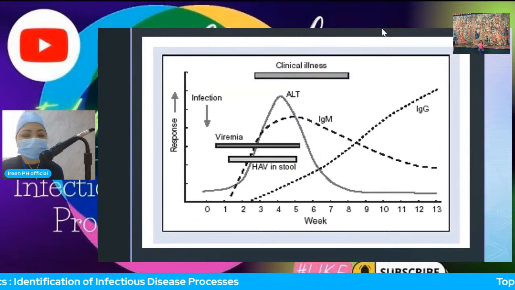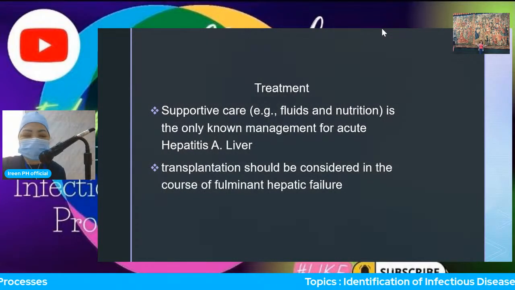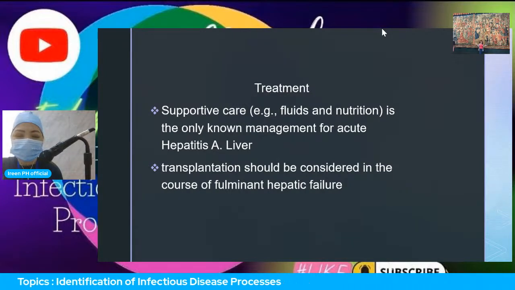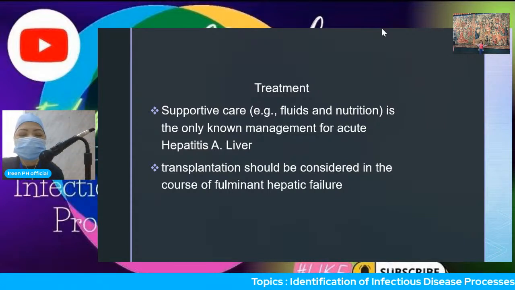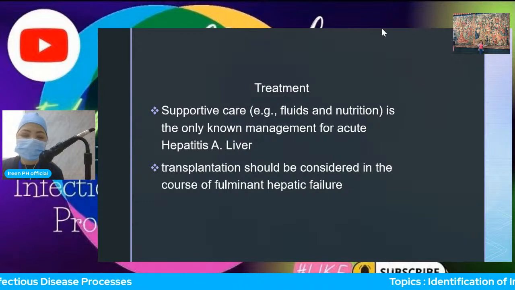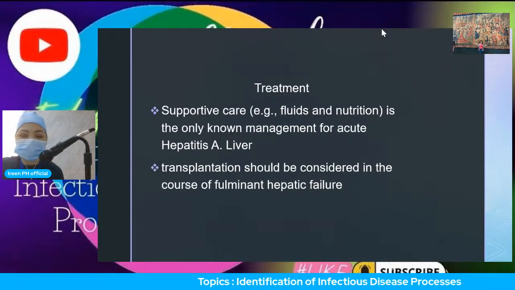Per week. And then treatment: supportive care, or your fluids and nutrition, is the only known management for acute hepatitis A. Again, fluids and nutrition is the only known management for acute hepatitis A. Transplantation should be considered in the course of fulminant hepatic failure.